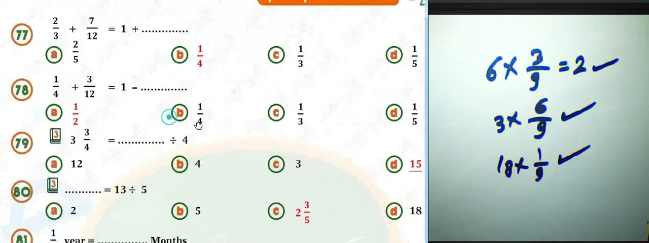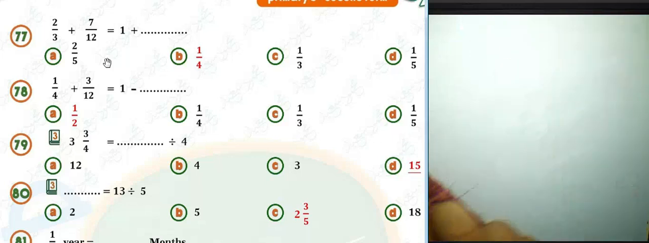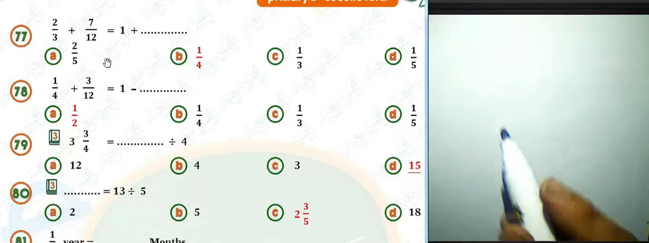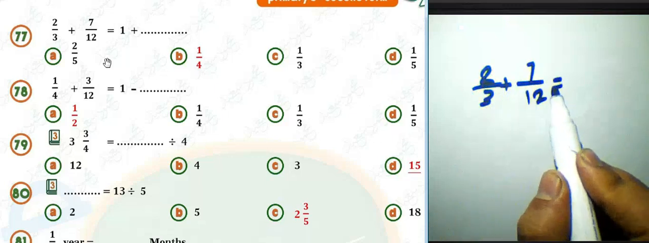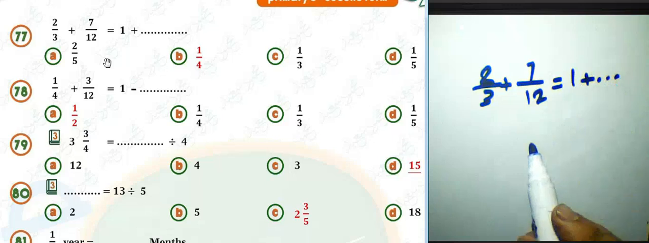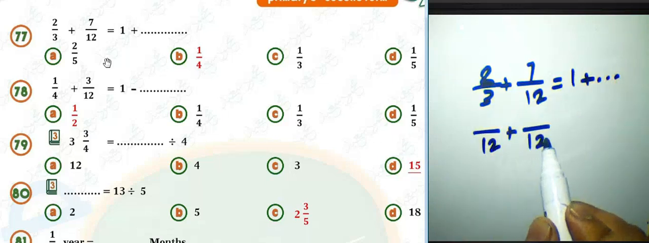This example here: 2 over 3 plus 7 over 12 equals 1 plus space. We must find the least common multiple of 3 and 12. 12 can be divided by 3, so 12 is the least common multiple between them. We can write the least common multiple, 12, between them.